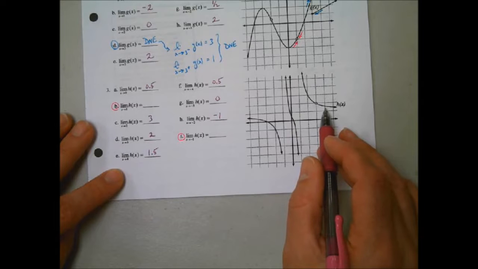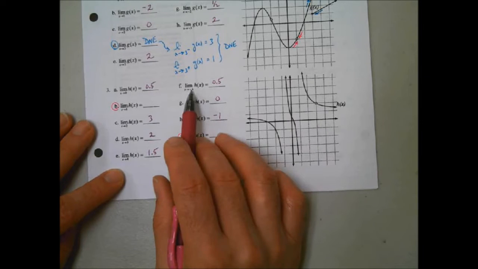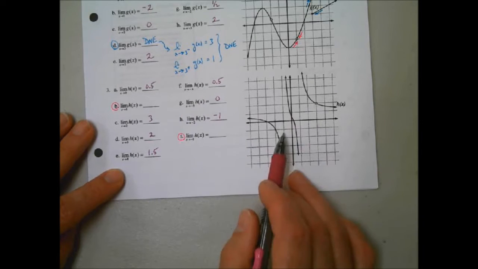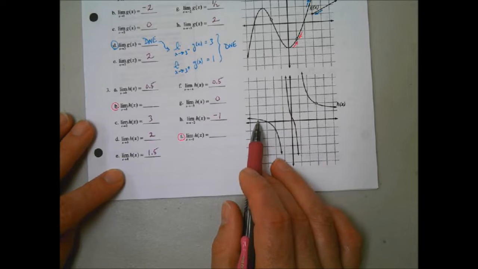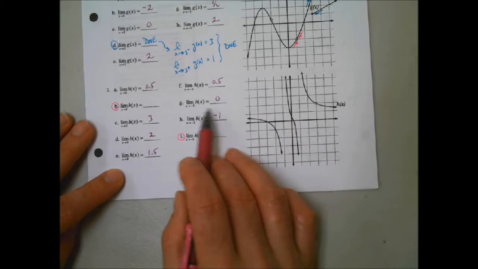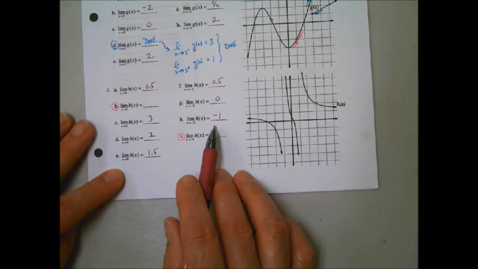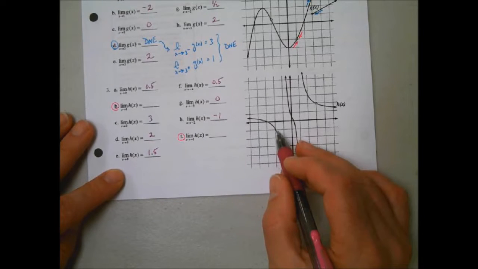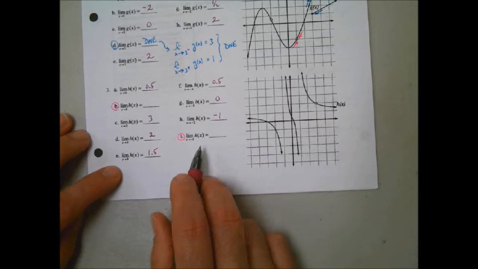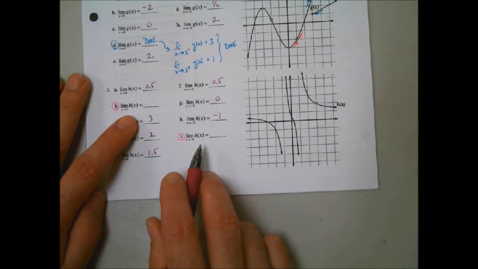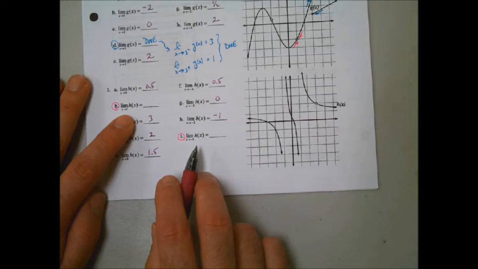If you said like 1.6 or 1.7, okay. But the limit as x approaches -4 is about 0.5. Maybe you said 0.3 or 0.4. The limit as x approaches -3 is 0. The limit as x approaches -2 is -1. Okay, let's talk about these last two.